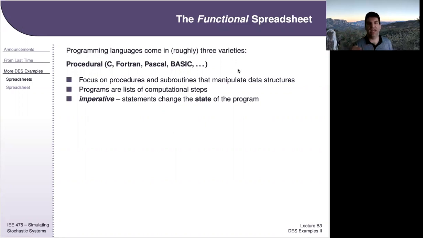Do this, do that. Is this currently this? If it is, do this. If otherwise, do that. They're recipes. They're lists of instructions executed one by one. These are imperative. Each statement changes the state of a program. So that's the first group that we have.